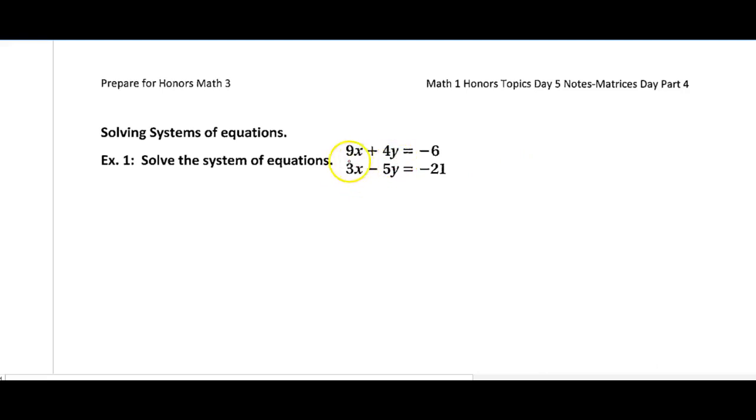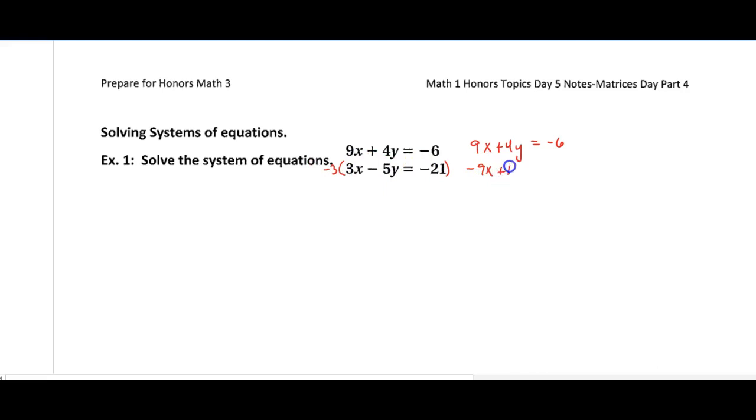If you remember using elimination on a problem like this, you want to find a way to match up the x's and eliminate them. So for instance, if I can make this 3x turn into a negative 9x, when I add these two equations together, it would eliminate the x's. So what could I do to make that happen? Well, I keep the first equation the same, but I'm going to multiply everything in the second equation by negative 3, because that would turn this 3x into negative 9x.